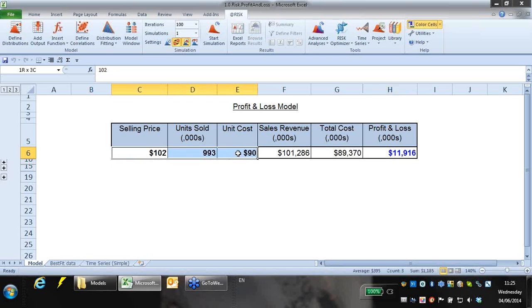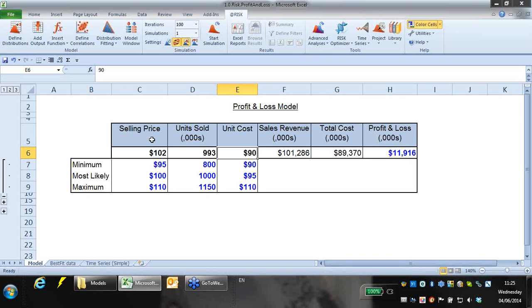This particular model has three inputs which are really uncertain: selling price, units sold, and unit cost, and these are just calculations which derive from those three inputs. So the first thing we're going to do is go back to our sales manager and our procurement team and get them to give some degree of uncertainty, or a range of values, as to what those inputs could turn out to be. For each of these three inputs, we've now been given a minimum, a most likely, and a maximum. This is called a 3-point estimate, which I'm sure many of you are familiar with.